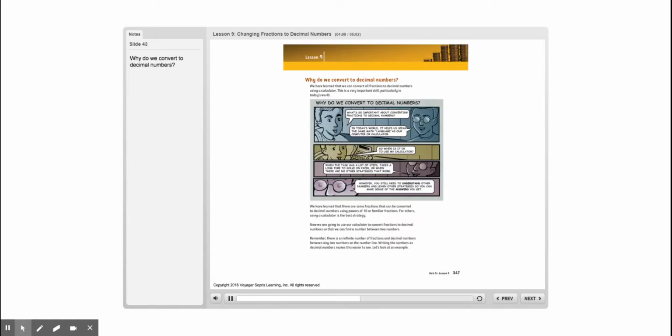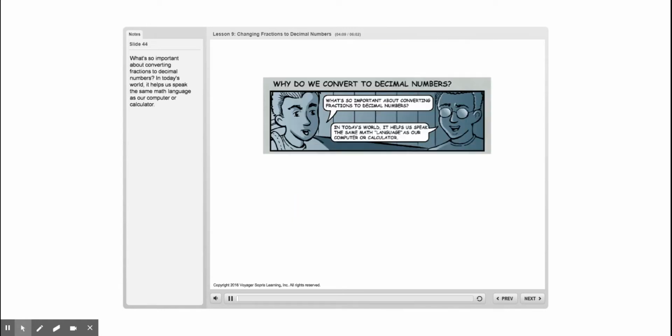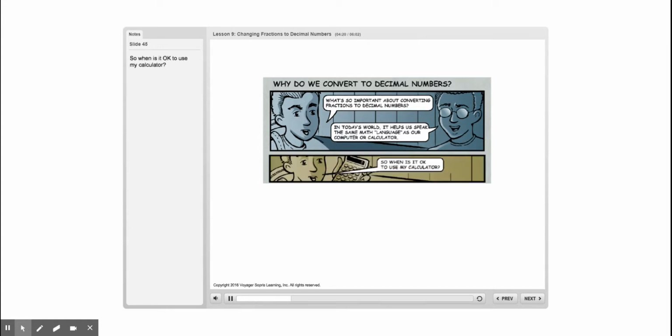Why do we convert to decimal numbers? What's so important about converting fractions to decimal numbers? In today's world, it helps us speak the same math language as our computer or calculator. So when is it okay to use my calculator?